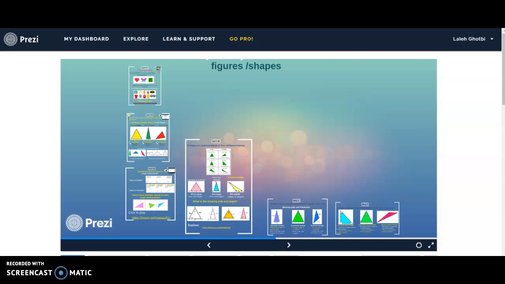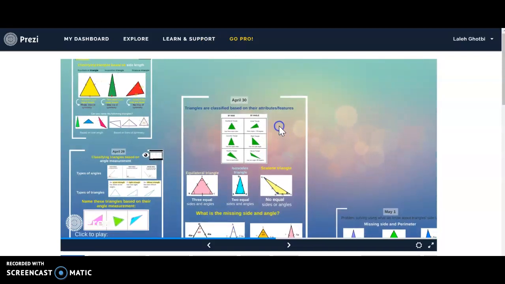Hello everyone. This week you learned about objects that are symmetrical, meaning they have one or more lines of symmetry. That was on Monday. On Tuesday and Wednesday you learned about different attributes or features that we can classify triangles based on. For example, you learned about side length on Tuesday and angle measurements on Wednesday. Today we use what we have learned to solve for missing angles or missing sides. Let's go over today's lesson.